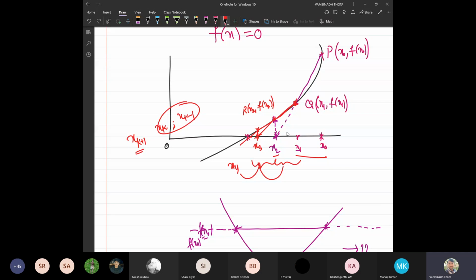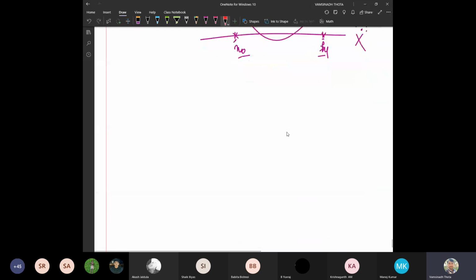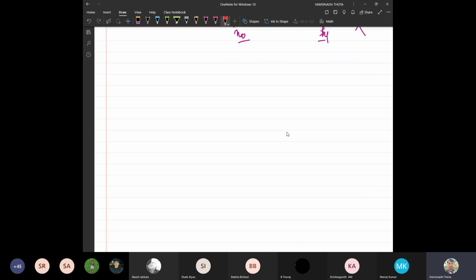Okay. So now what is the formula? How to get this formula for x_{k+1}? That is what we are going to see. Let us assume that in the kth iteration, P (x_{k-1}, f(x_{k-1})) and Q (x_k, f(x_k)) are the 2 points on the curve.